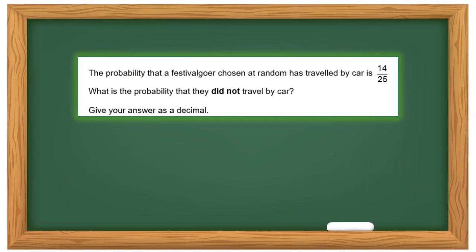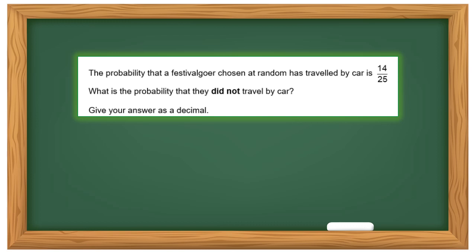Another question, if you want to have a go, pause the video. So the probability that a festival goer chosen at random has travelled by car is 14 over 25. What is the probability that they did not travel by car? It says give your answer as a decimal. Well, remember all scenarios must add up to 1.